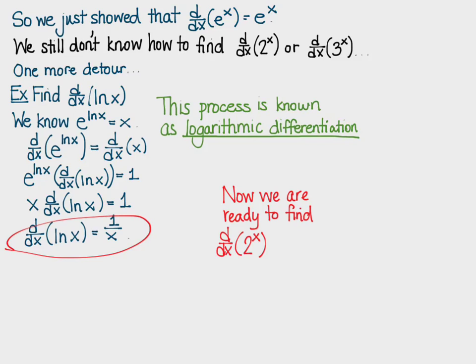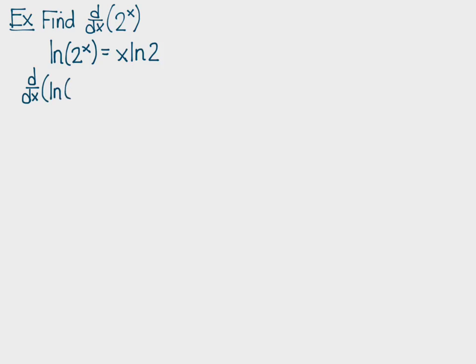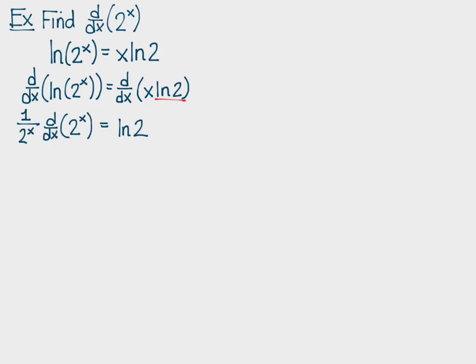Now we're finally ready to find d by dx of 2 to the x and d by dx of 3 to the x. Let's start by finding the derivative of 2 to the x. The natural log of 2 to the x is equal to x times the natural log of 2, because one of the properties of logarithms allows us to take the exponent and bring it out front. Taking the derivative of both sides, we get the derivative of natural log, the outside function, is 1 over 2 to the x, times the derivative of the inside function, d by dx of 2 to the x.